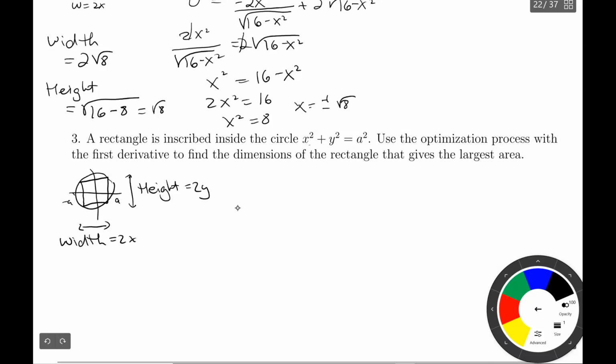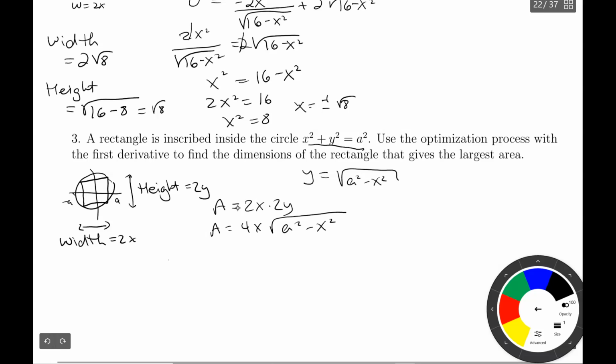And I don't have an equation, but I know I can write y equals the square root of a squared minus x squared. That'll give me one of the y's. So the area of the whole rectangle that fits inside this circle will be 2x times 2y. So that gives me 4x times the square root of a squared minus x squared.